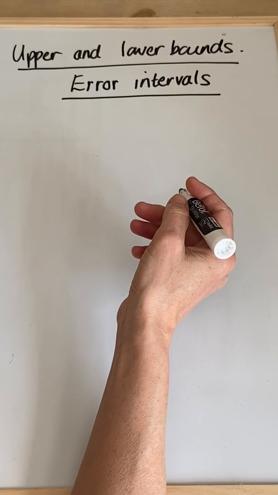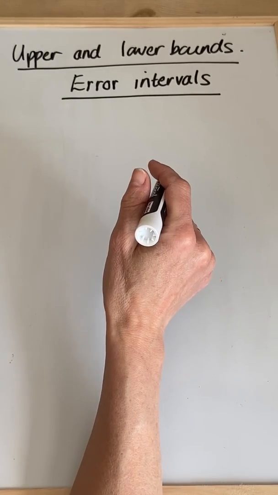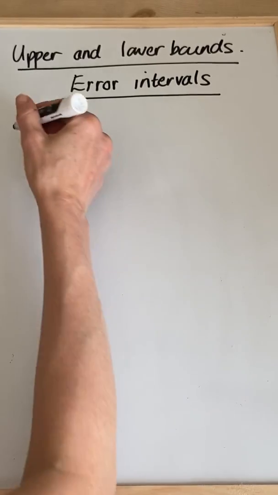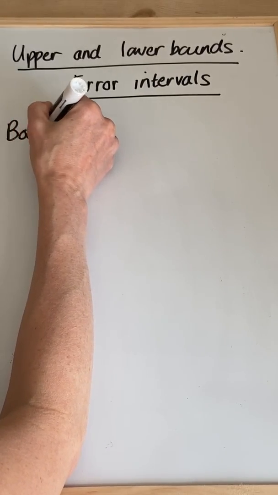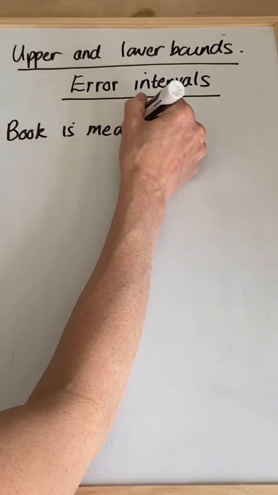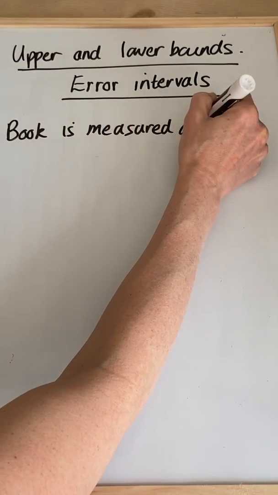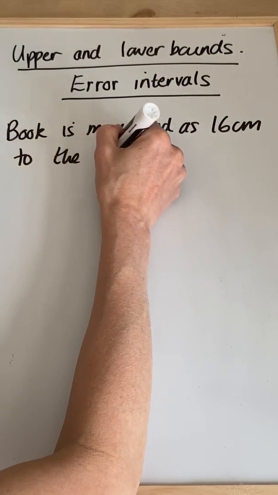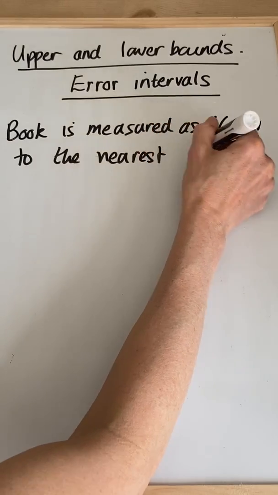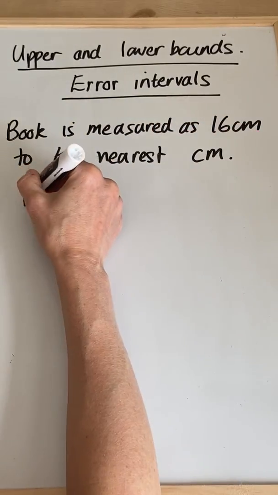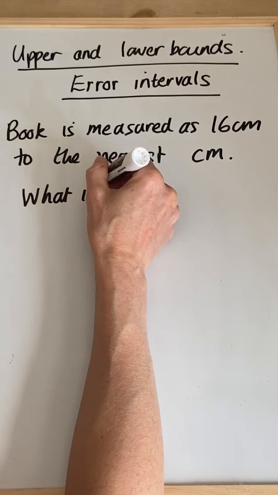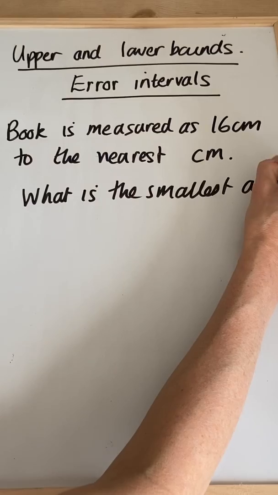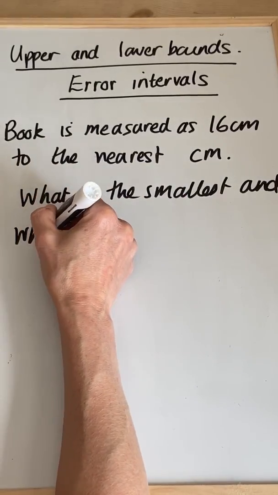Now you're probably wondering what I'm talking about at the moment, so I'm going to give you an example. If we've got a book and it is measured as 16 centimetres to the nearest centimetre, the question is, what is the smallest it could be? And what is the largest it could be?